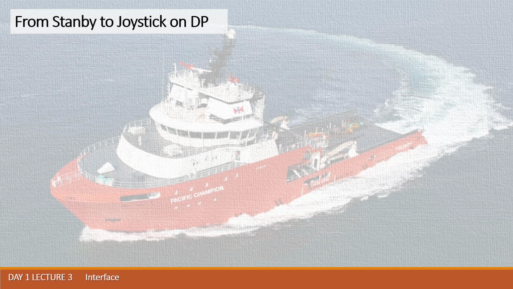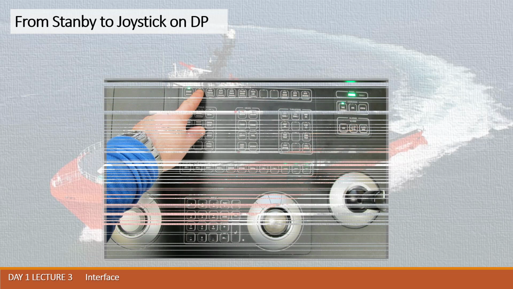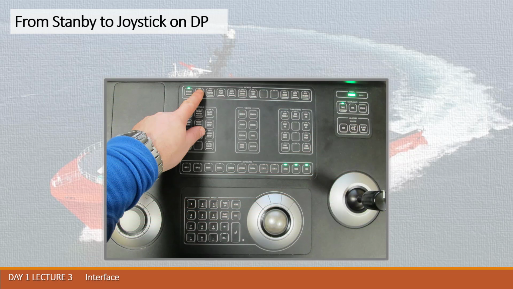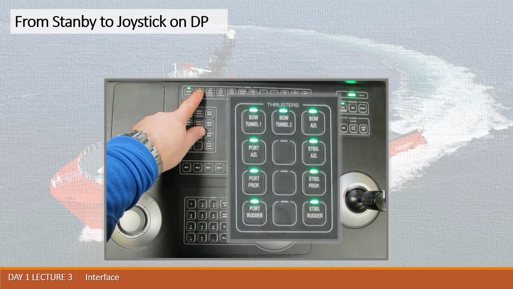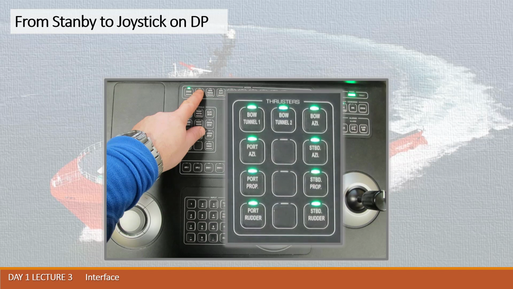So as soon as you transfer control with the selector to DP, the next step using the KPOS 7 is to proceed to joystick mode. Before you press the joystick mode button twice in the mode group of buttons, you have to select all thrusters available for DP. Normally, all thrusters which are running and okay.